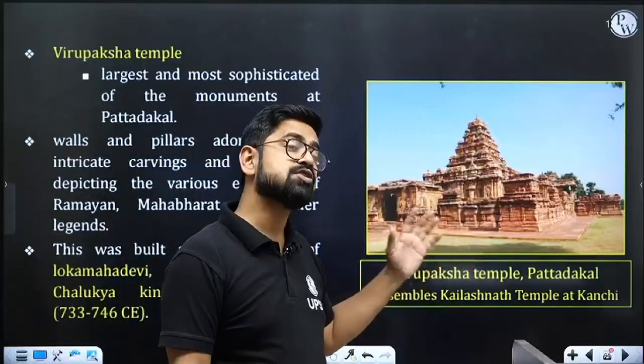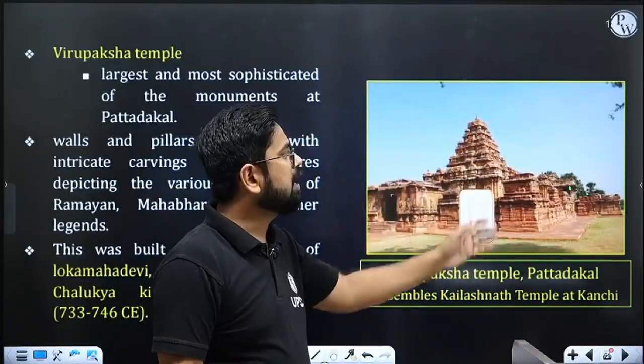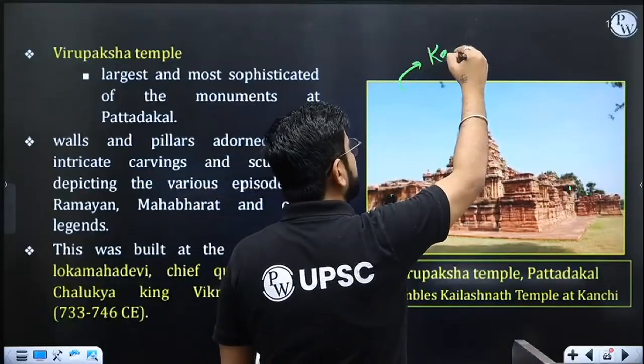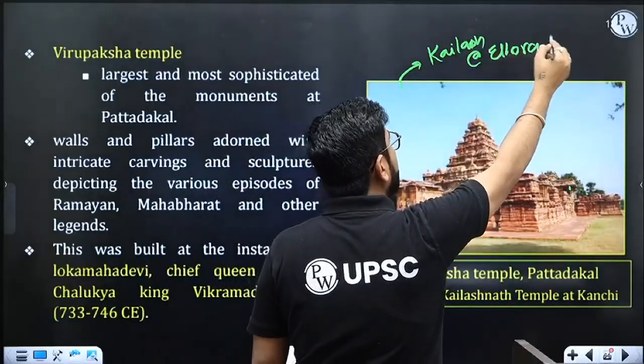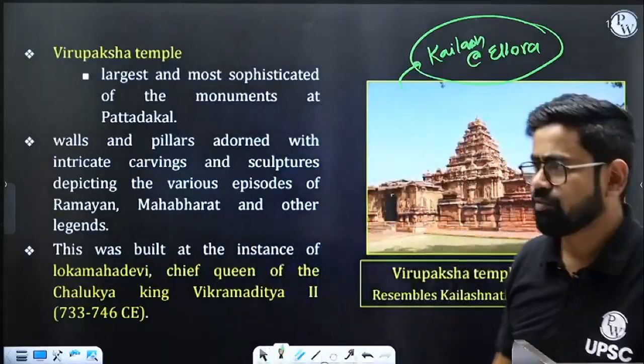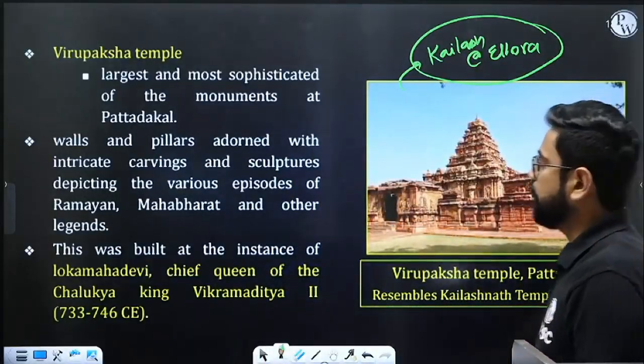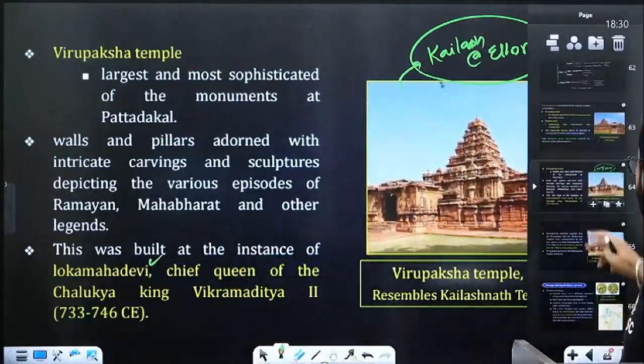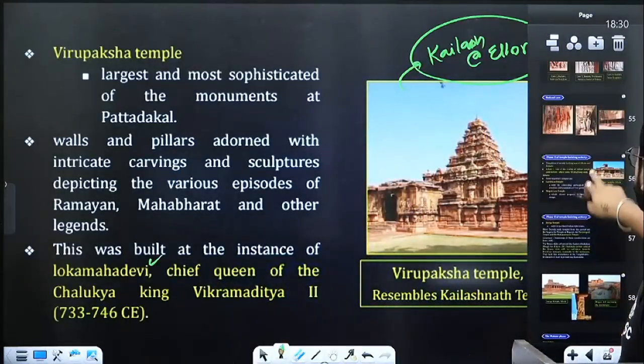Later on, when the Rashtrakutas come into our zone, they will see this and get inspired, and they will create a cave which is Kailasha. This is in Ellora. We'll see that as well when the time comes. But tomorrow most probably we'll be talking about Kailasha as well. So the queen is Lok Mahadevi, the queen who will ensure that whatever her husband is asking for should be done.